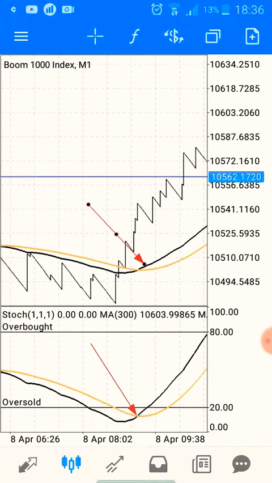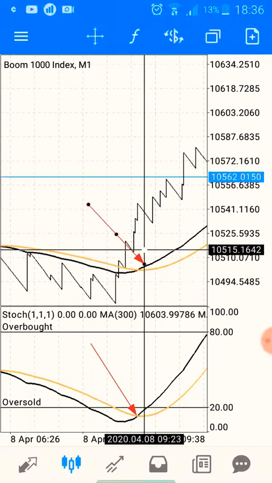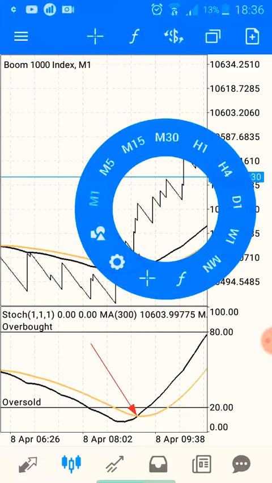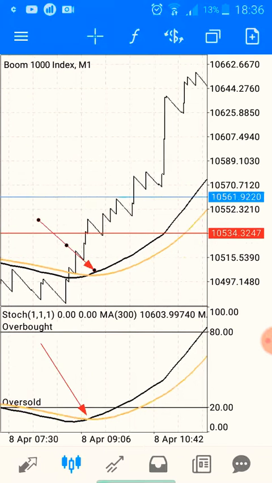The conditions have been met because the crossing on the stochastic has happened below the oversold. So we're going to take a buy entry. So where are we going to enter? Maybe somewhere around here. Look at that. Let's say we've entered. We were going to buy there.